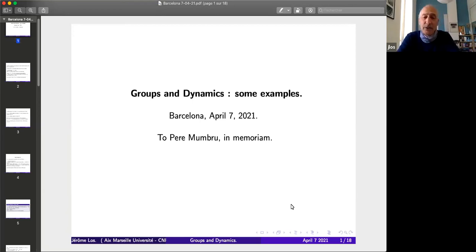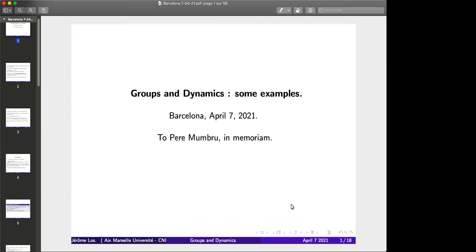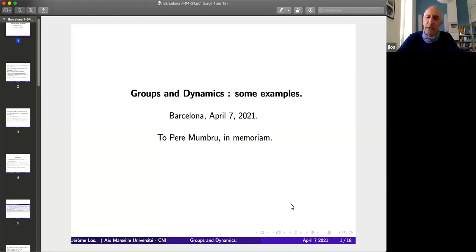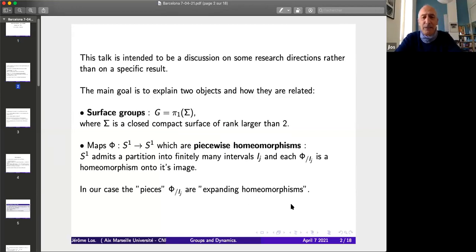Okay, so the title is Group and Dynamics. It's maybe a little bit too much. I should have said some group and some dynamics, but okay. So the objects I would like to discuss today are groups and dynamics, but very specific groups and very specific dynamics. And my goal is to try to explain the relationship between these two objects.